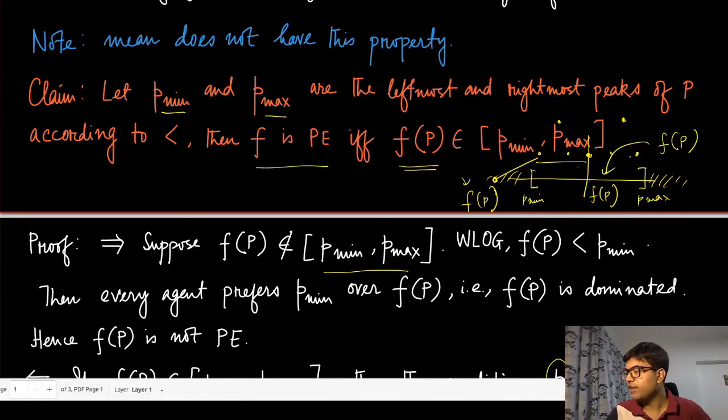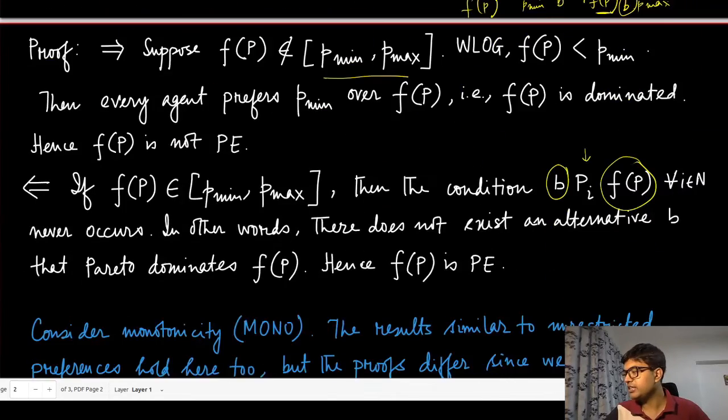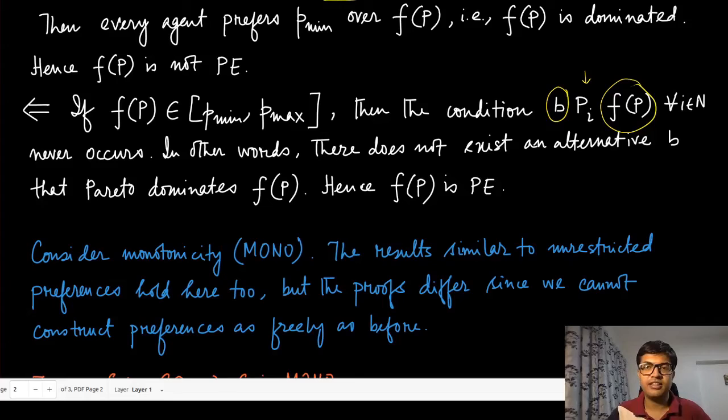So you cannot really find one consolidated alternative. Let's say you pick some b from here, and you try to see if it is better than f of p for all the agents. That is not true, because b is on the other side, it is strictly worse than f of p for all the agents whose peaks are on the left hand side. Similarly, if b falls here, then for all the agents on the right hand side, b is strictly worse than f of p. So we will never find an example where this f of p is Pareto dominated, and therefore the condition of Pareto efficiency is vacuously true.